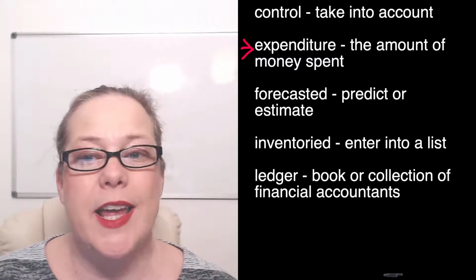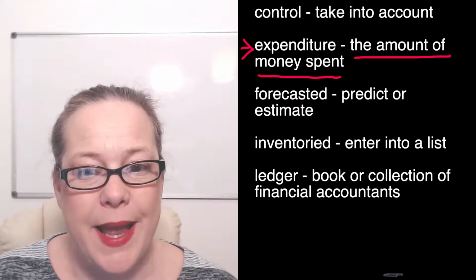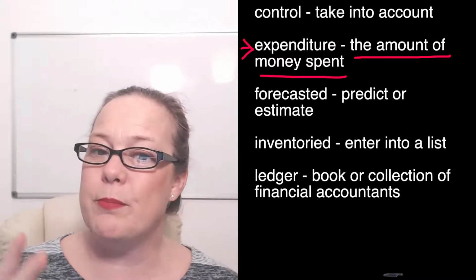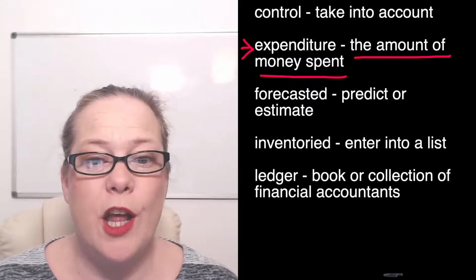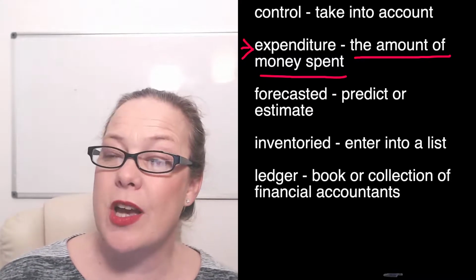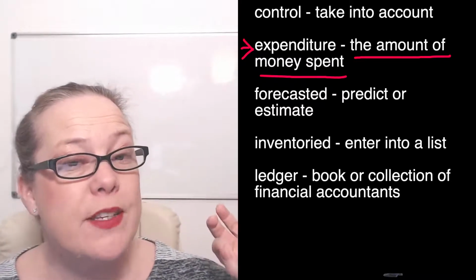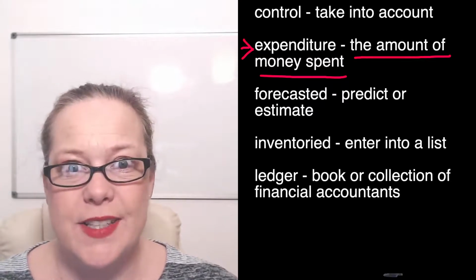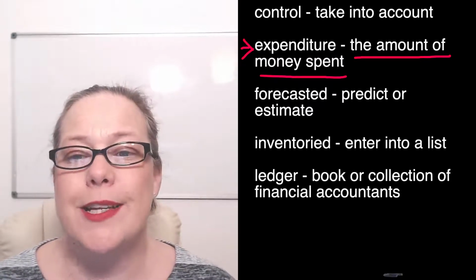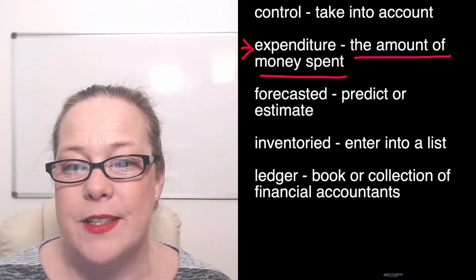And the reason why is because expenditure means the amount of money spent. So lots of different businessmen or businesswomen will often be wanting to know, what was the expenditure last year for our company? Or what was your expenditure last year on sales or purchases or stock? So expenditure means the amount of money spent.